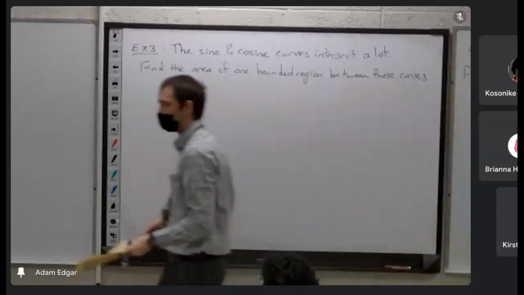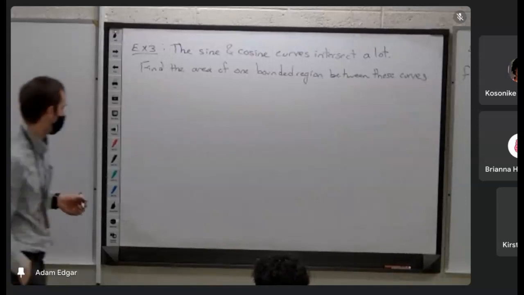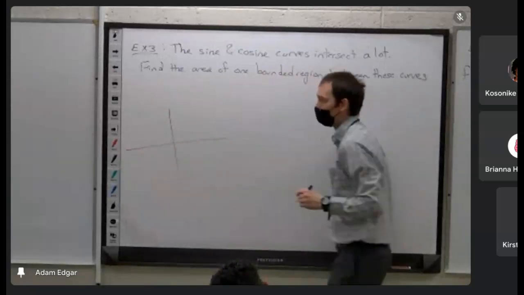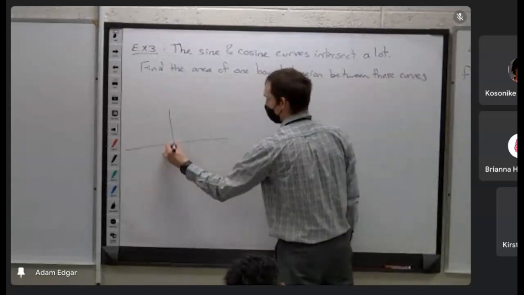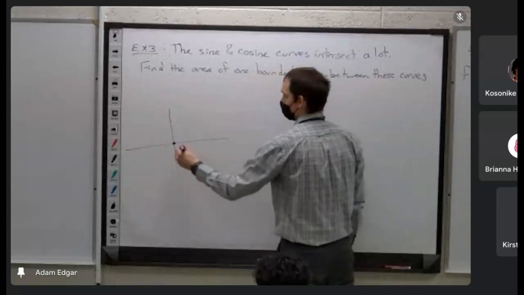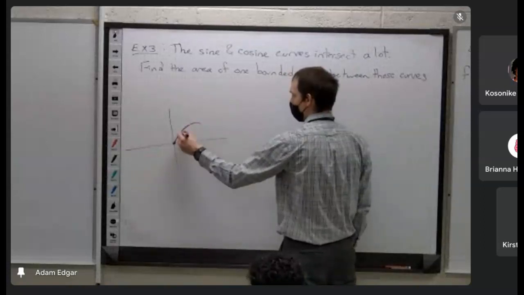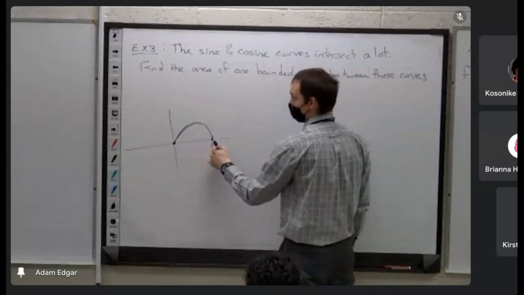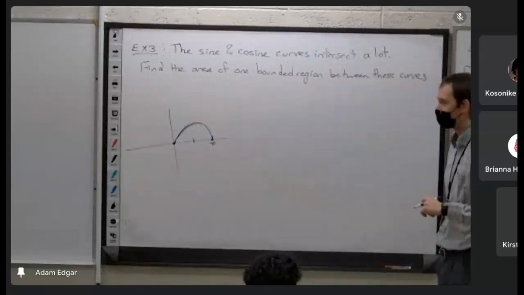All right, so we're just going to do more practice today. For example three, we're just looking at the sine and cosine curves. So, starting with a graph, let's graph sine. What's sine of zero? Zero. And then what does sine do from there? It goes up to the right, and then it comes back down. When it comes back down and hits the x-axis again, it's at zero. What's the x value? Pi. Very good.